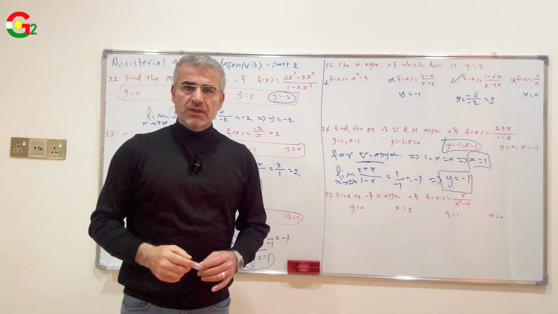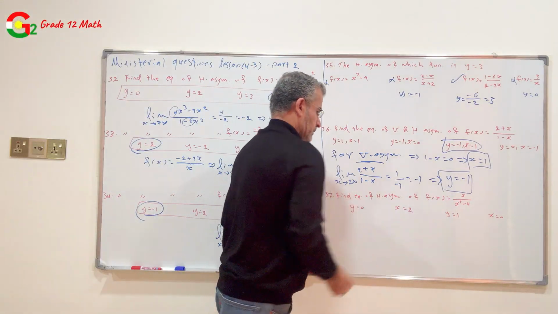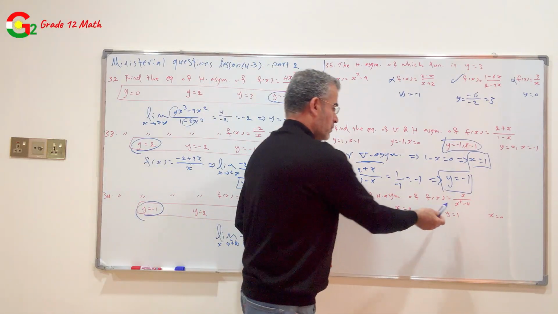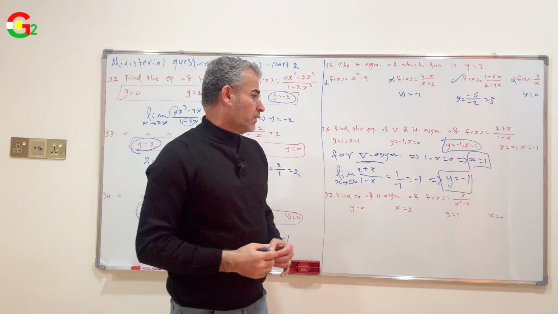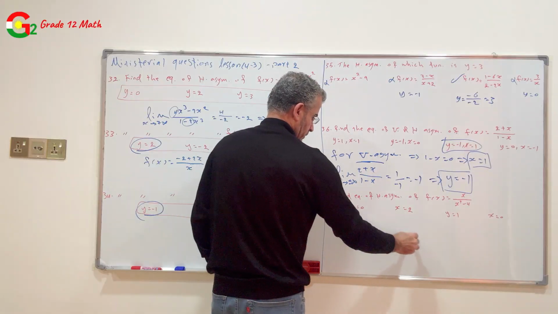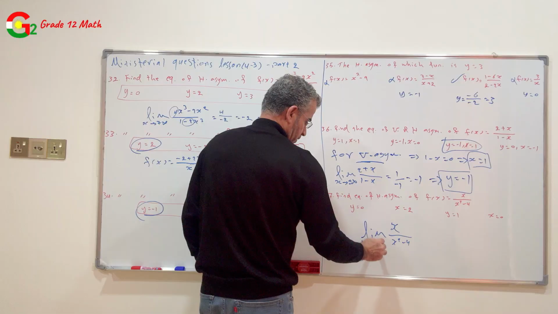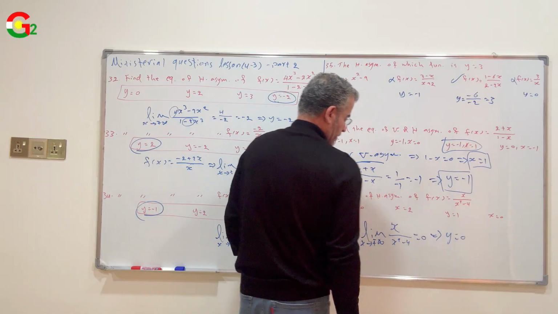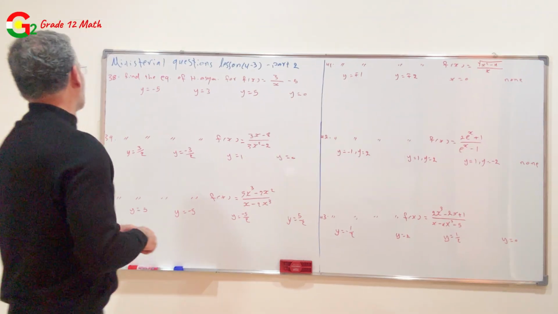Question number 37. Find the equation of the horizontal asymptote for this function. Since the degree of the numerator is 1 and the denominator is 2, greater than the degree of the numerator, therefore y equals 0, or the limit of the function when x approaches negative or positive infinity equals 0. Therefore y equals 0 is the horizontal asymptote for this function. Choice A. Question number 38.